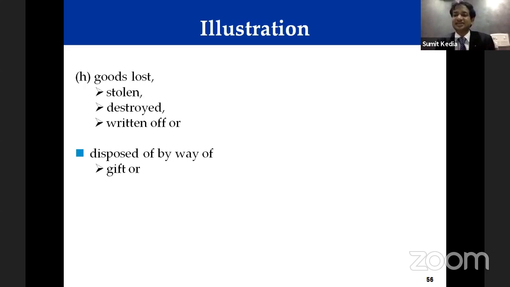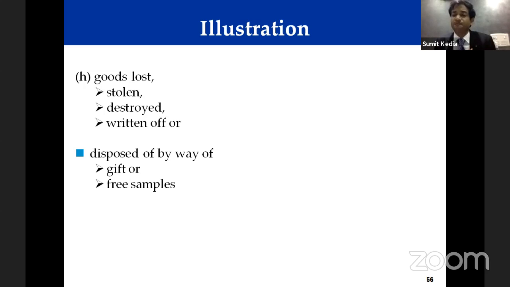So here this entry says goods lost, stolen, destroyed, or written off, or disposed of by way of gift or free samples, input tax credit cannot be claimed. Now, what is this stolen, destroyed, written off, gifts, samples, etc. that cannot be claimed?